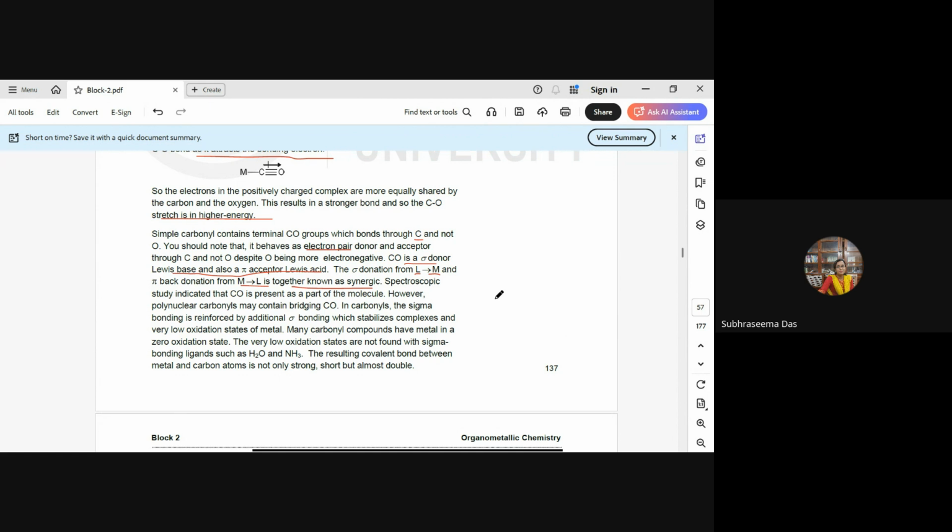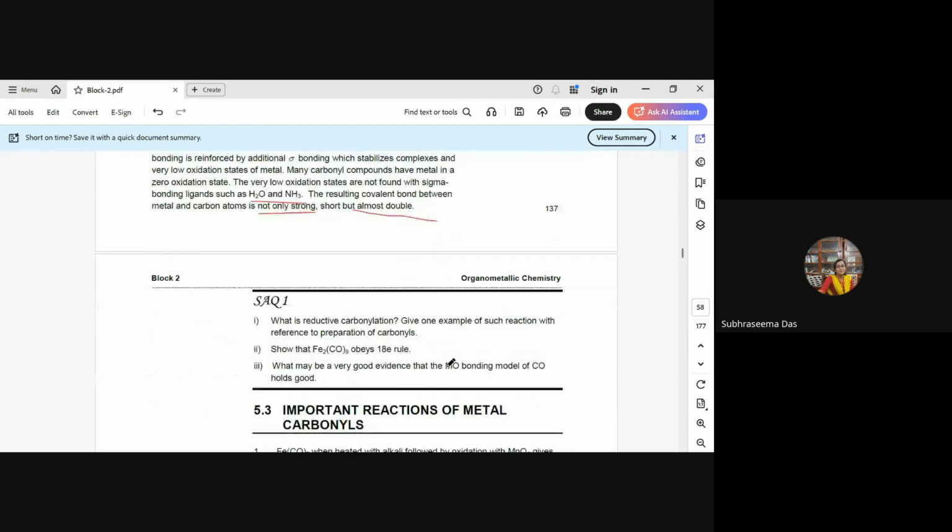Very low oxidation states are not found with sigma ligands. If we take H2O or NH3 as ligands, then these low oxidation states are not possible. Only metal carbonyls show low or zero oxidation states, and this particular feature is ascribed to the presence of d pi-p pi bonding, what we call synergic bonding. So the resulting covalent bond between metal and carbon atoms is not only strong, but almost double.